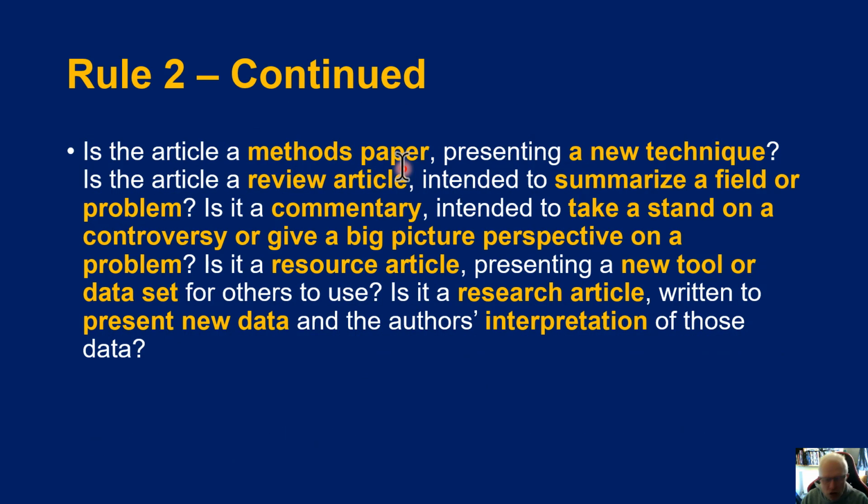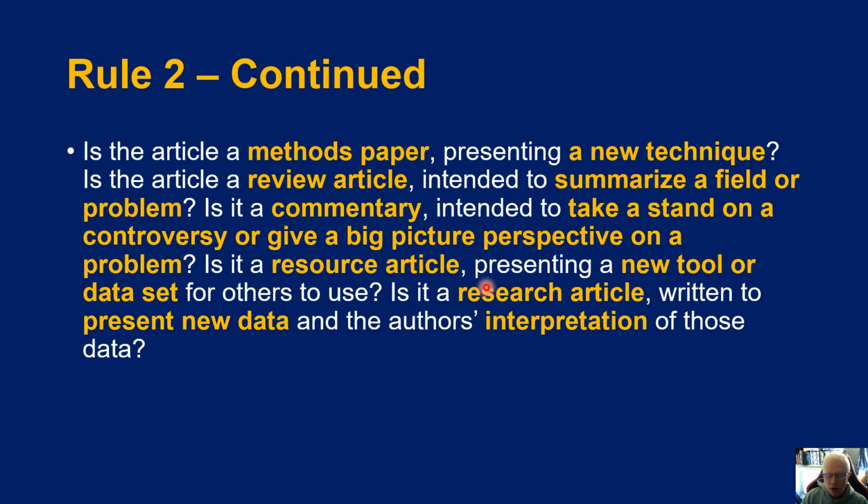Which brings us on to a little bit more information about Rule 2. Just to remind you, a methods paper will present a new technique. A review article will summarize a field or a problem. A commentary is going to take a stand. It's an argument that is made. And quite often with commentaries, you get the original commentary, and then you might get a counter paper to that.